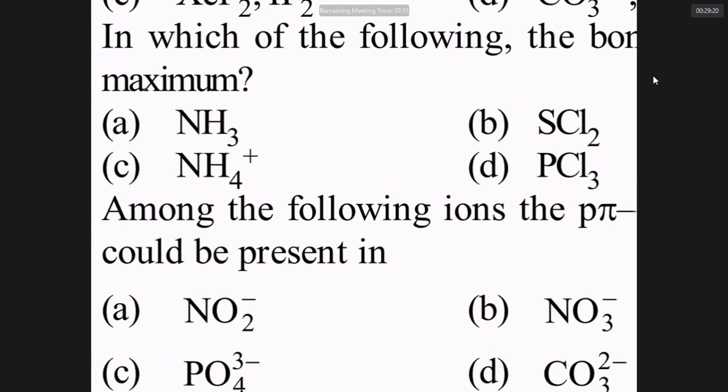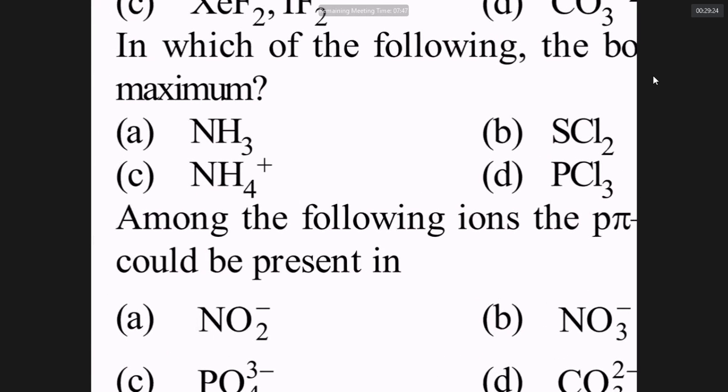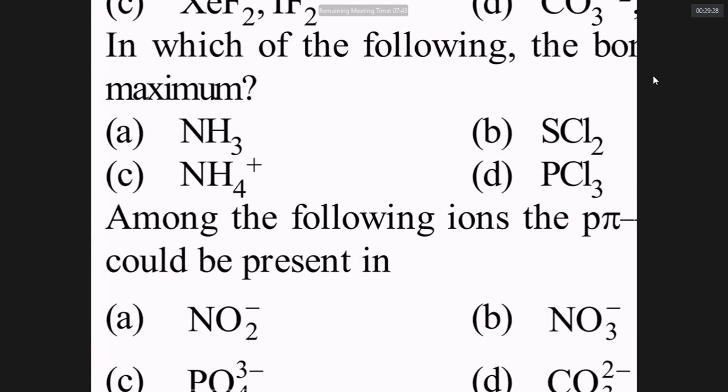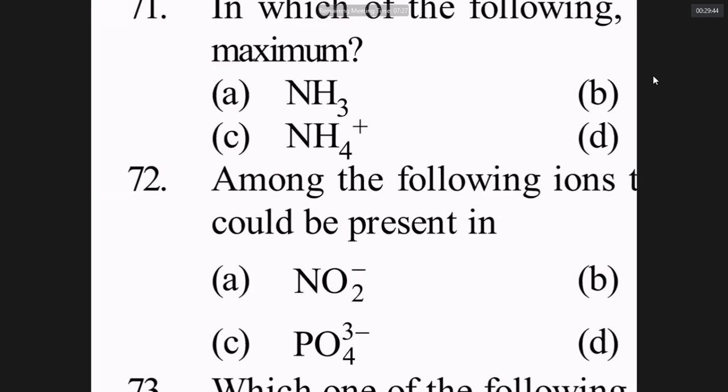So in which case is the bond angle more, sir? You have to work it out. SCl2 is like water. In water, the bond angle is 104. Ammonia is pyramidal, the bond angle is 107. PCl3 is like ammonia. The ammonium ion bond angle is 109 degrees 28 minutes. The maximum bond angle is there in the ammonium ion. You have to work it out, right?